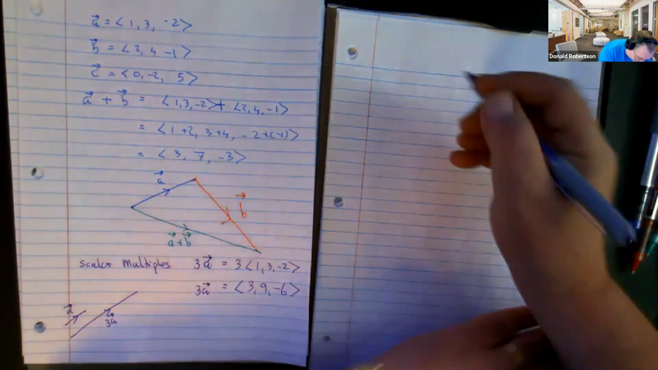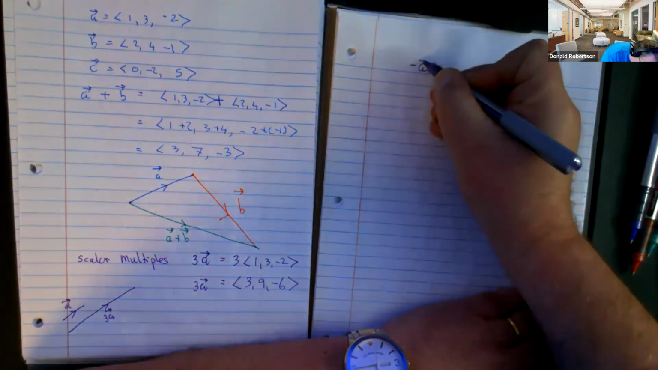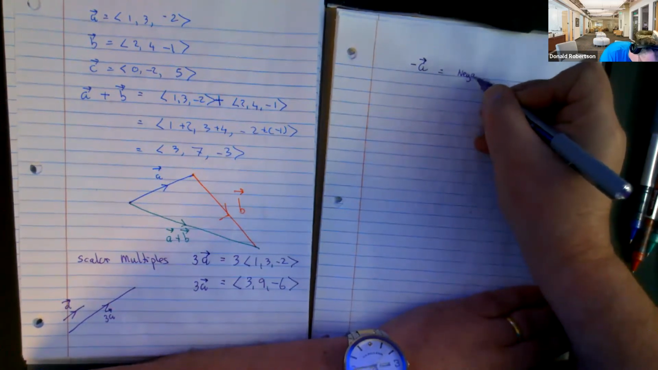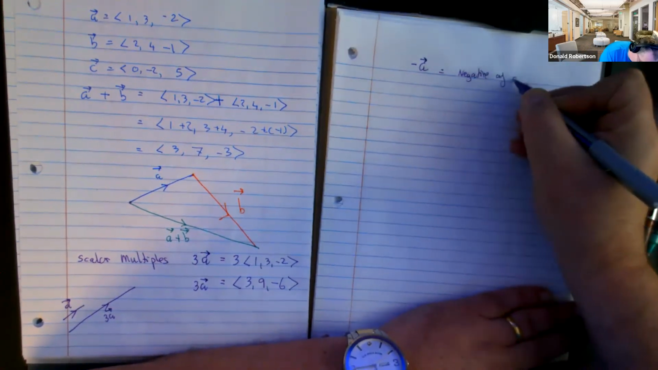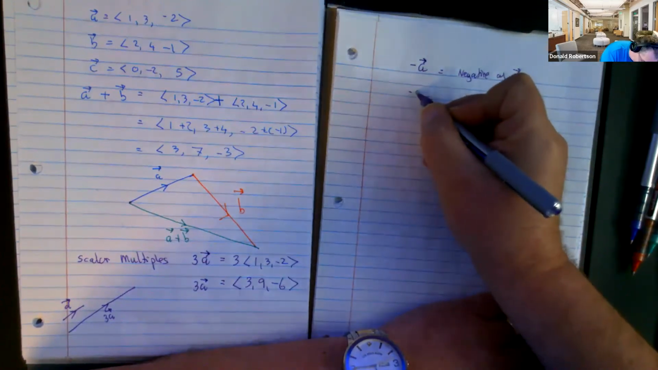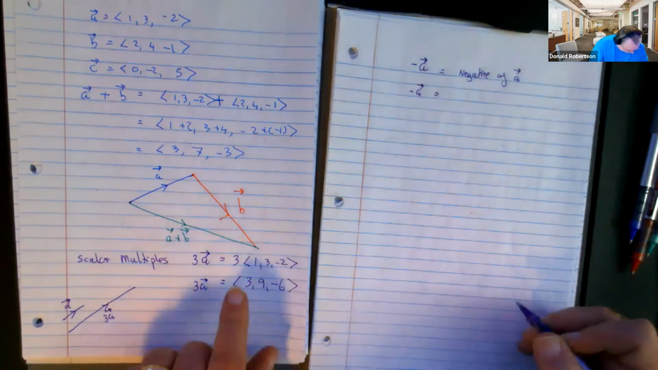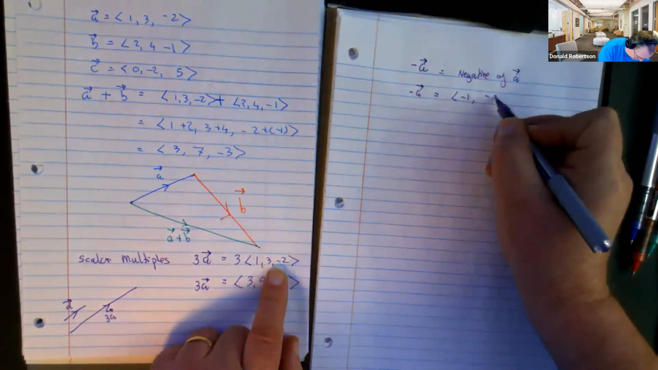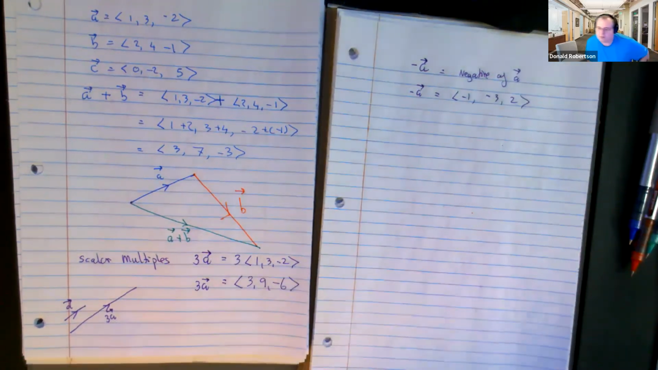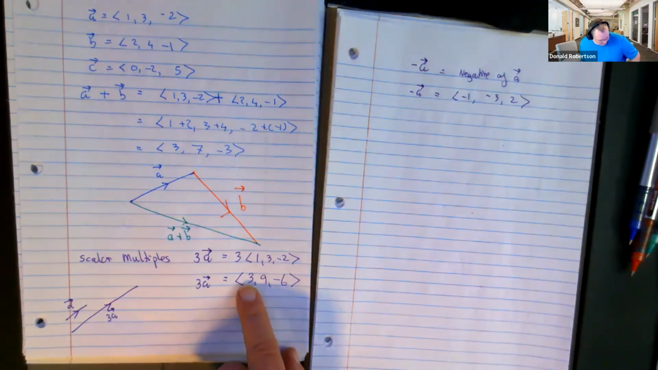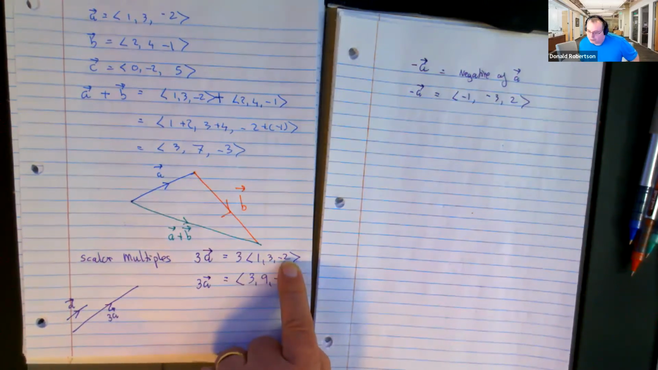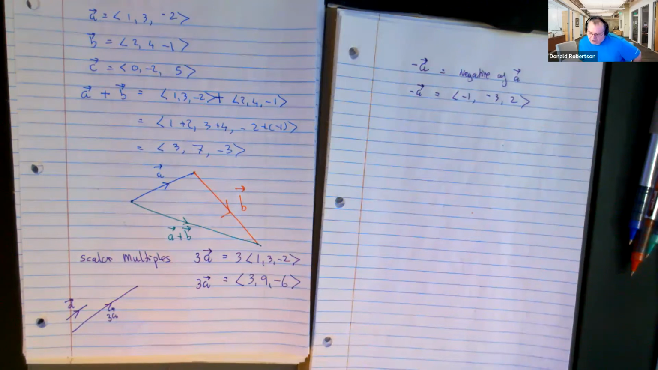So let's do a strange multiple. Just the negative of A. It's actually called the negative of the vector A. So here is my vector A. If you find the negative of it, that's what your answer looks like in component form, right? Negative 1, negative 3, and positive 2. Does that make sense? Intuitive?